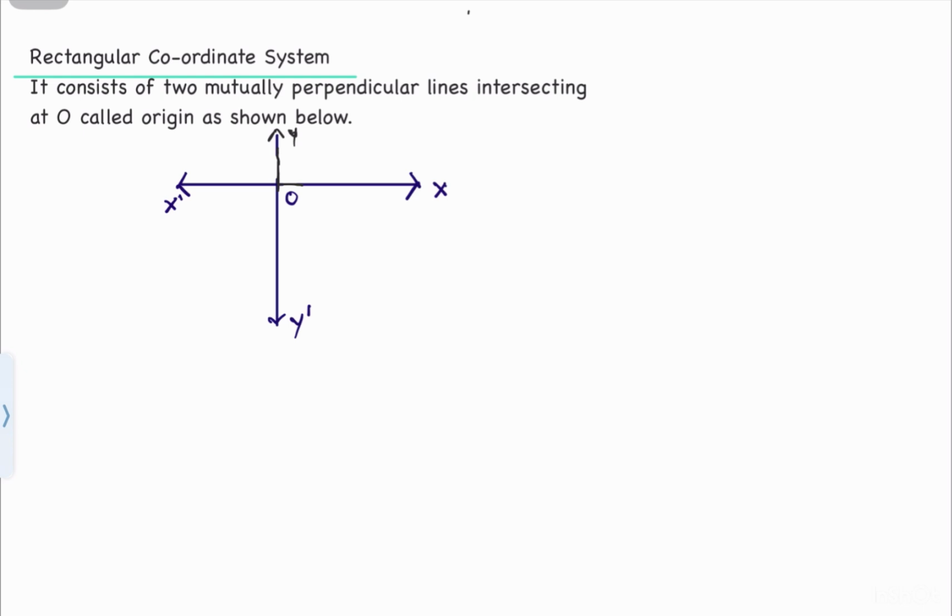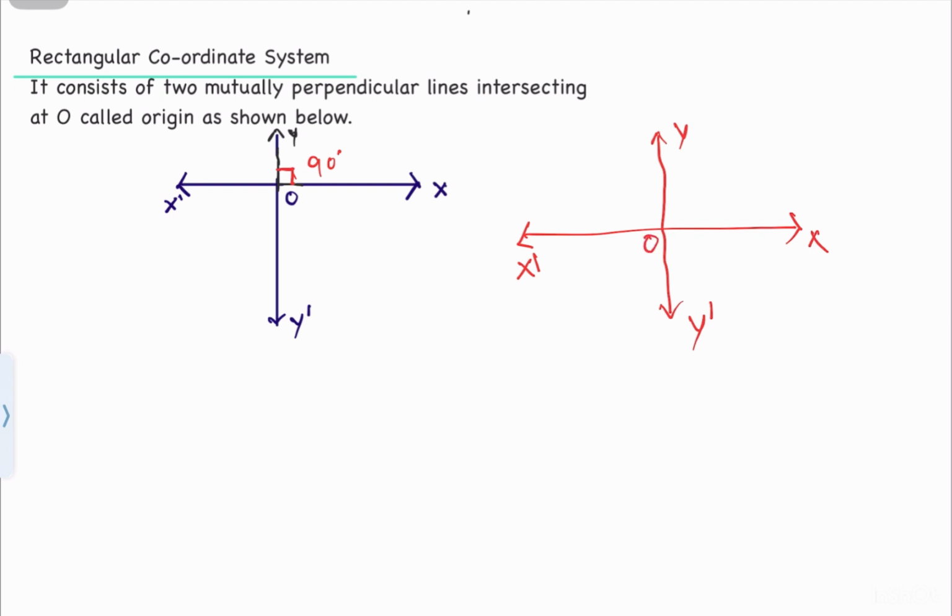In general it has an x-axis and a y-axis. If the x-axis and y-axis are perpendicular, then we call this a rectangular coordinate system. The angle between the y-axis and x-axis is 90 degrees. That's why we call it a rectangular coordinate system. This is the positive x-axis, this is the negative x-axis, and similarly this is the positive y-axis and this is the negative y-axis. Okay, clear? And this is called the origin.